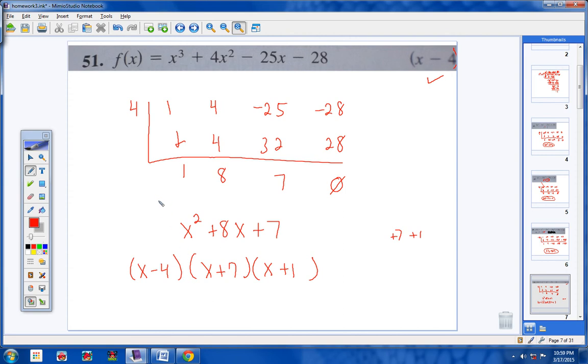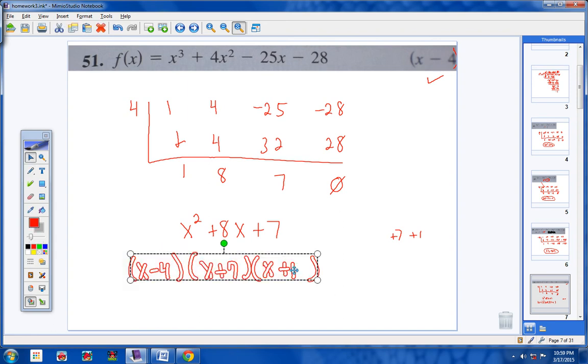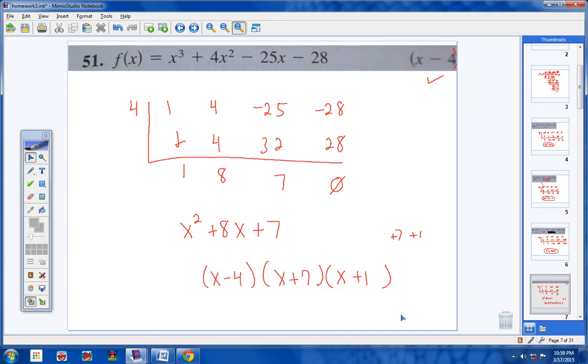There we go. Now let's see what else it says to do. Use your results to write the complete factorization of f. Okay, we did that. So here it is right here. Slide this over a little bit. There's the complete factorization of f of x. Letter D says list all the real zeros. 4 is the 0 for this parentheses. Negative 7 is the 0 for this parentheses. Negative 1 is the 0 for that parentheses. That's pretty simple.